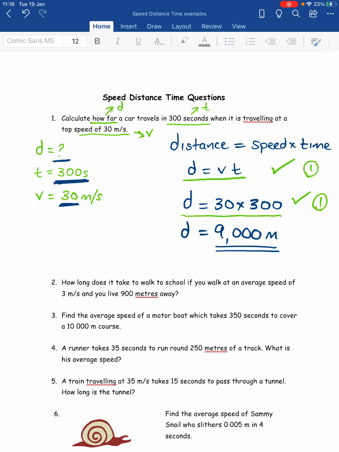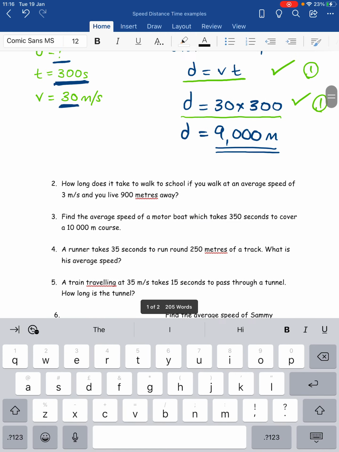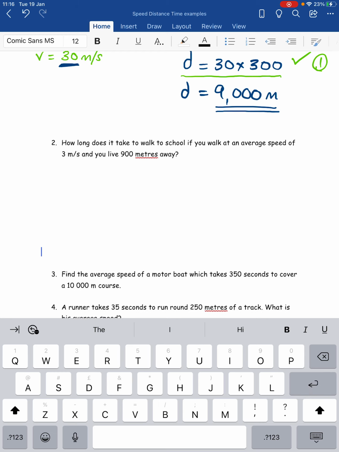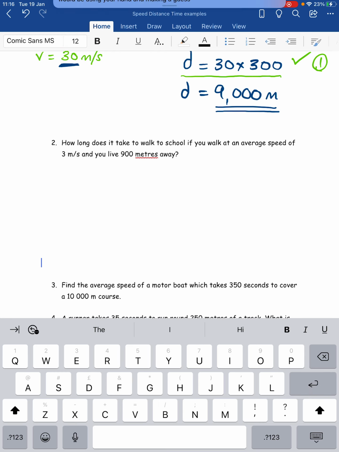Okay, let's look at the second one now. It's asking you, how long does it take to walk to school if you walk at an average speed of 3 meters per second and you live 900 meters away? So again, start off by listing the information on the left hand side.